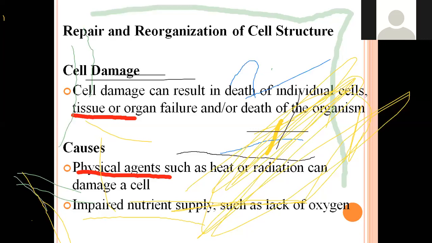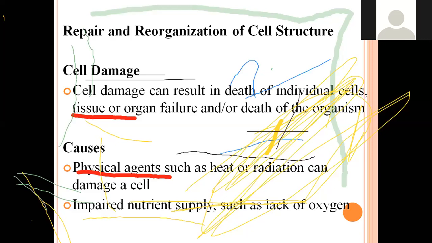So what are the causes of cell damage? One is physical agents such as heat, radiation, or trauma, which can damage the cell. Another one is impaired nutrient supply, especially oxygen. When there is no oxygen supply to the tissue, especially the lower extremities, there could be easy deadening of that part, which will result in the death of that cell.